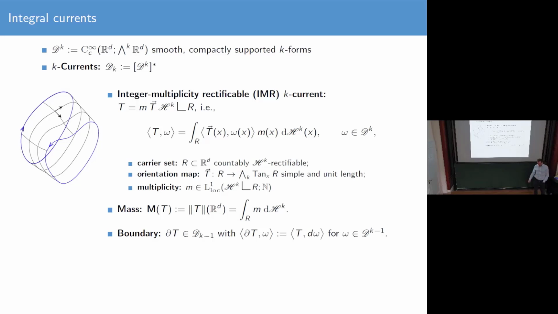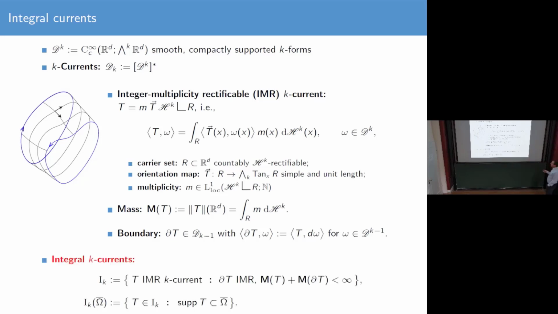The induced boundary orientation is defined at some point in differential geometry, and you see it's one direction here and the other direction on the other side. Okay, and then integral K currents are just defined as those integer multiplicity rectifiable K currents whose boundary is also integer multiplicity rectifiable. In fact, you can delete this here, because if you have finite mass and finite boundary mass, that will imply that the boundary is rectifiable. That's one of the fundamental theorems of this theory.